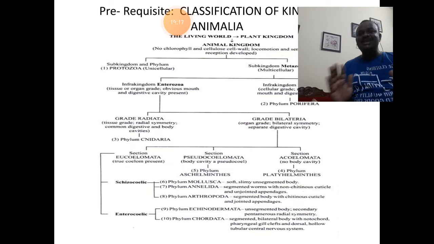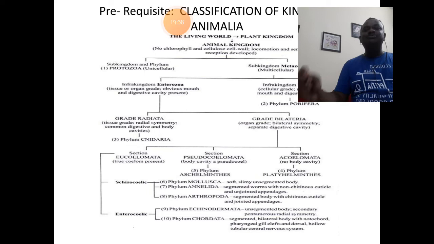So there is no coelom present between the body wall and the inner alimentary canal, which is lined by the mesoderm. It is totally absent. No cavity is seen. Such organisms are called acoelomates. A, as I said, refers to absence. So animals with absence of coelom are called acoelomate. Students, understand? It includes phylum Platyhelminthes, commonly called flatworms.